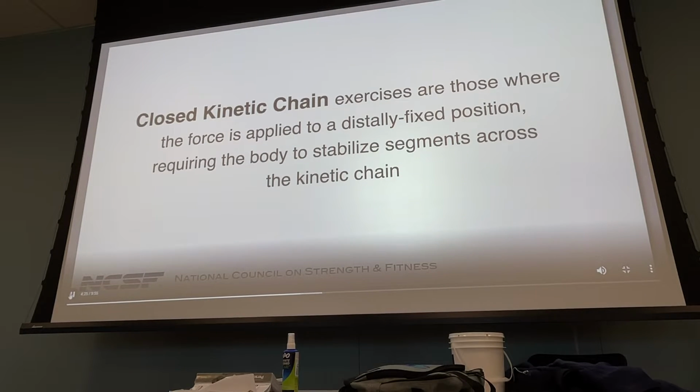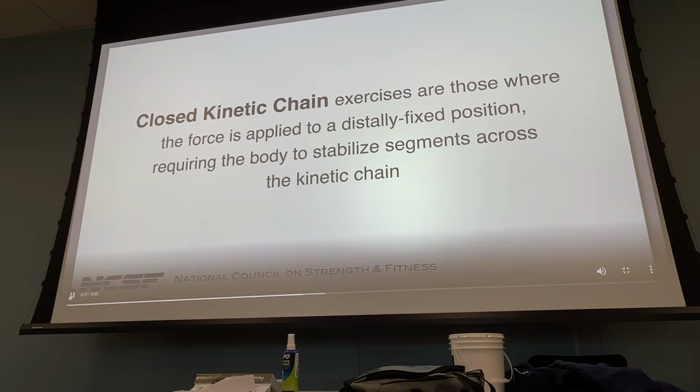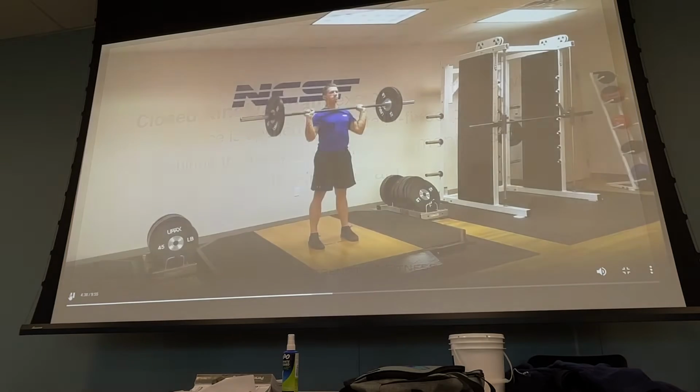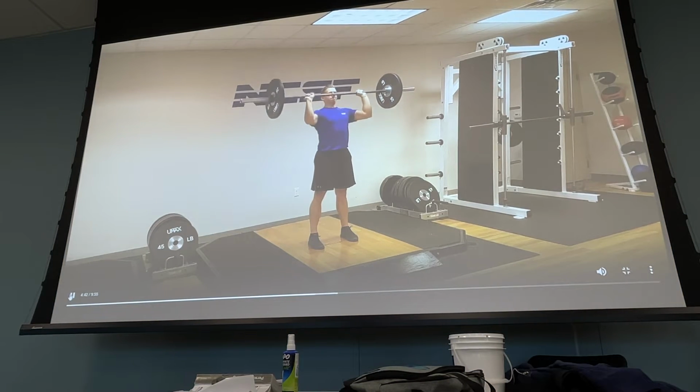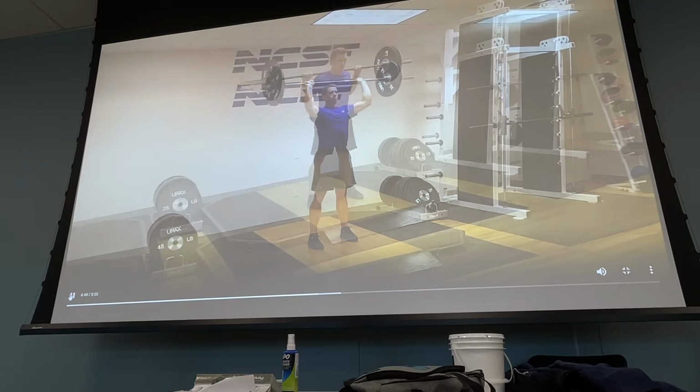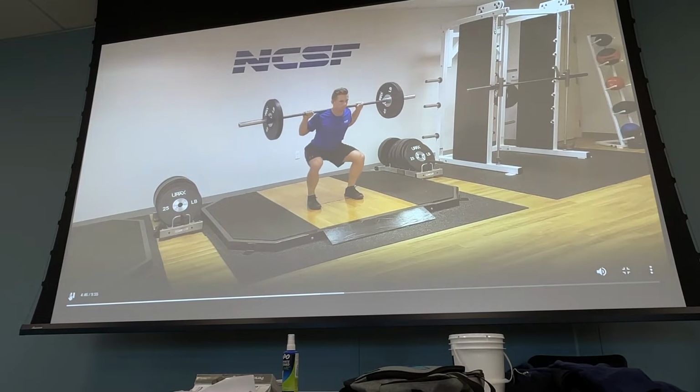Closed kinetic chain exercises involve forces applied to a distally fixed position, requiring the body to stabilize segments across the kinetic chain. Essentially, the body moves around the object. The object, in many cases, is the ground. Examples include the military press, pull-ups, push-ups, deadlifts, squats, and lunges.